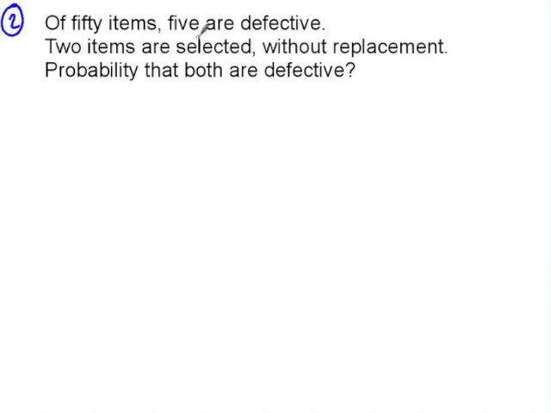Here's an example where a tree diagram, or at least an imaginary tree diagram, may come in handy. We have 50 items, 5 of which are defective. We're selecting 2 without replacement. What's the probability that they're both defective? So if we select the first item, probability that the first one is defective is 5 out of 50. And once we've selected a defective item, the second one being defective is 4 out of the remaining 49.